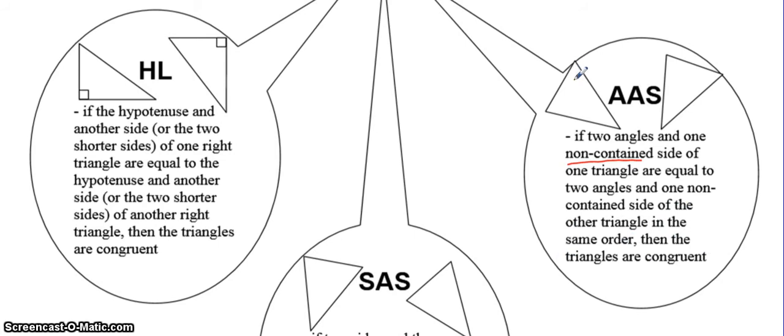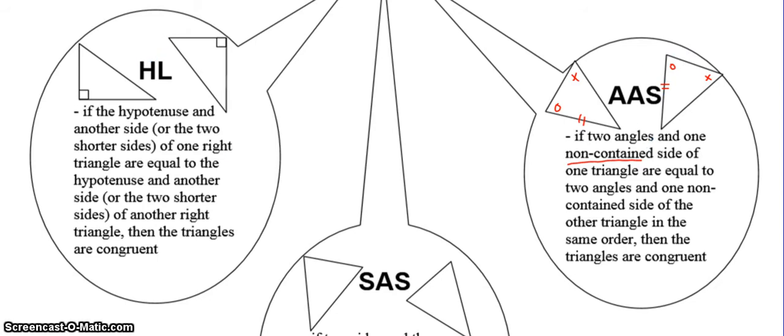So if this angle is X and this angle is O, and it's equal to these two angles, and you have a non-contained side. So that would be, for instance, this side being equal to this side. That side has to be on the same side, so it comes off the O angle. So that would have to come off the O angle, so not over here. So those two would be congruent.